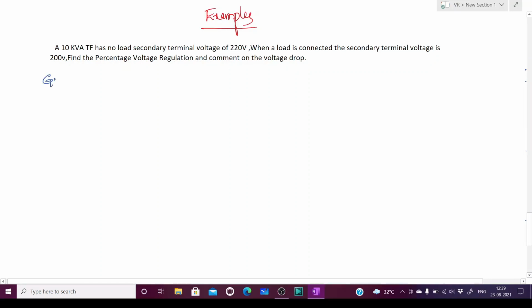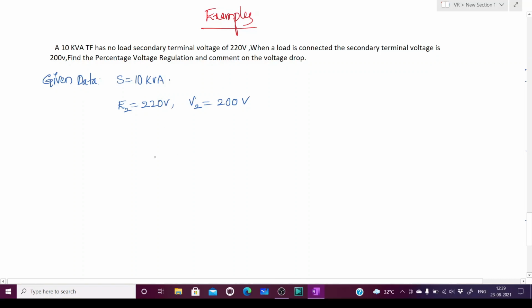Okay, so let us write down the given data first. So what is given data? He has mentioned the rating of transformer as 10 kVA, and he has given no load terminal voltage. No load secondary terminal voltage is nothing but E2, which is 220 volts. And when load is connected, the secondary voltage is 200 volts. That means when load is connected, the secondary voltage is nothing but load terminal voltage, which is 200 volts.